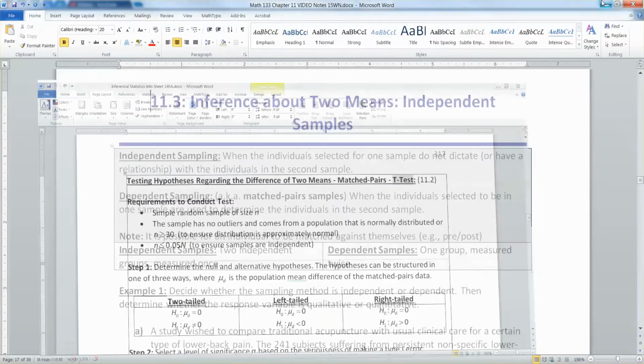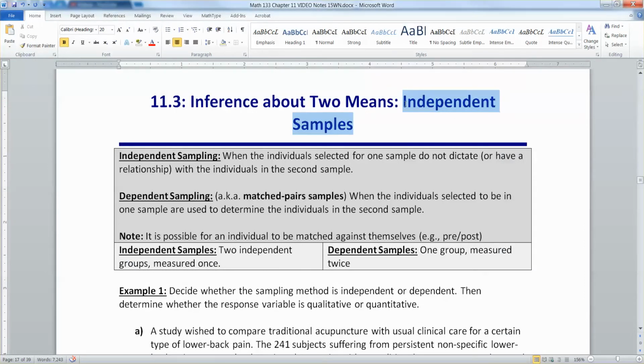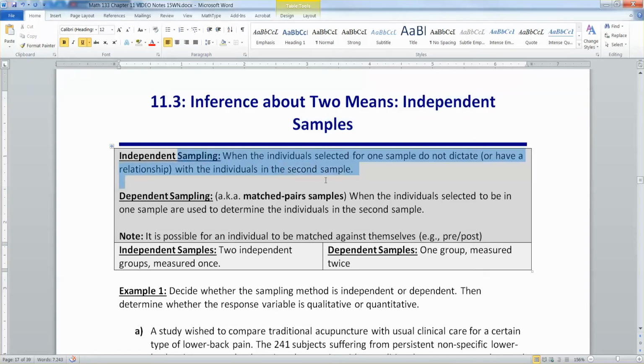But in section 11.3, we're going to be working with independent samples, and that's going to change everything, how we run the test and all sorts of other stuff. So let's remind ourselves what the difference is. Independent sampling is when the individuals in the sample have nothing to do with each other. There's no relationship. You can have different numbers. You could have like 50 in one group, 75 in another. It's fine. Dependent samples, you can't do that. Dependent samples, it's 50 and 50, and they're going to be linked to each other somehow, like husbands and wives, one twin and another twin, or you against yourself, you pre-test, you post-test, things like that.